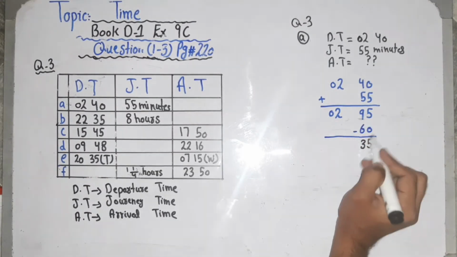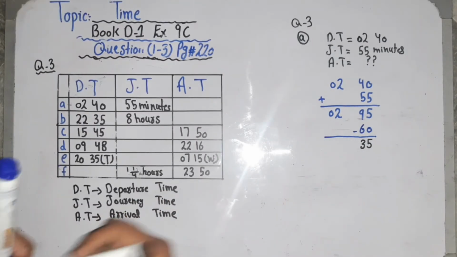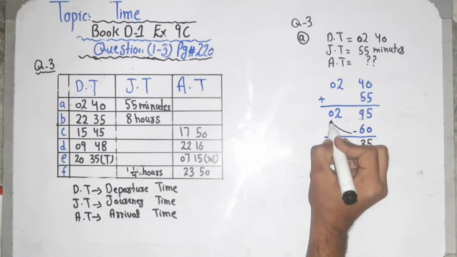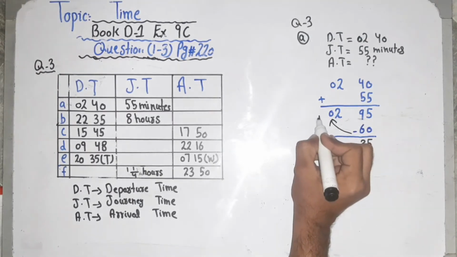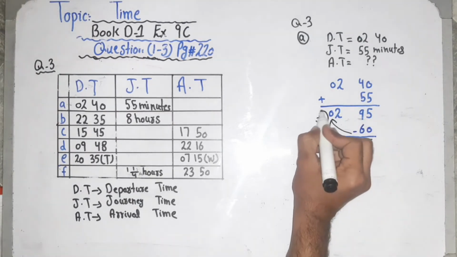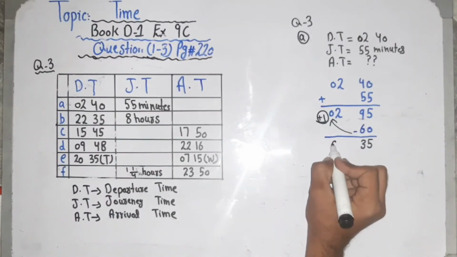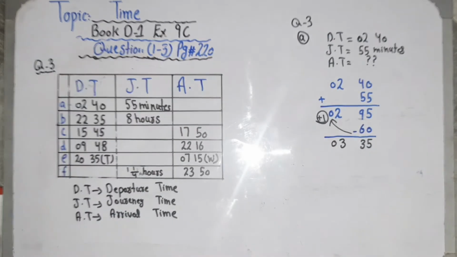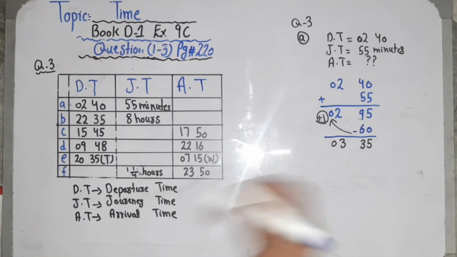Now we are subtracting 60 minutes here, so these 60 minutes we have to add in the hours. So we will add +1 in hours, and the time becomes 03:35. So the arrival time is 03:35.